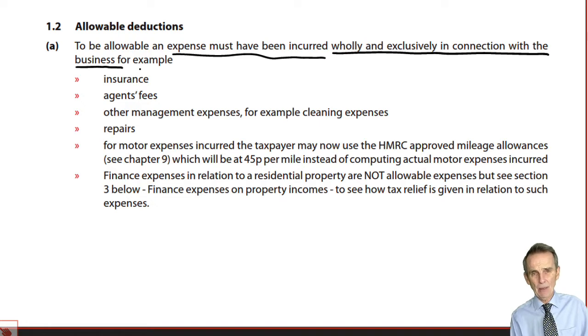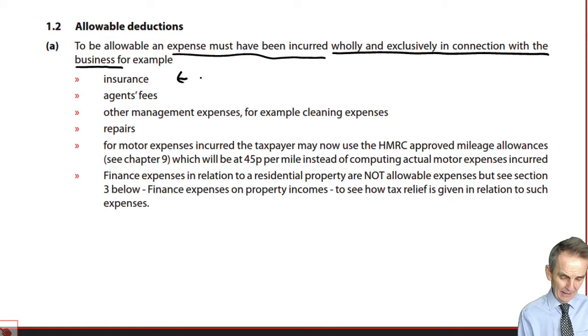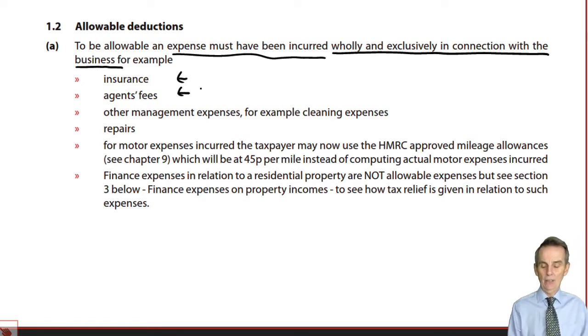And the sort of typical examples of such allowable expenses that we'll see would be: it's a property, that's a valuable asset, you'll insure it. So there'll be an insurance cost, again, on a paid basis. All of these on a paid basis. There will be agent's fees. Rather than you managing the receipt and the property, looking after getting the money in, sorting out the work that needs to be done in terms of repairs, etc., you may employ managing agents.